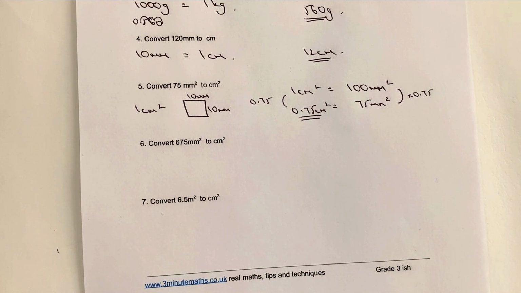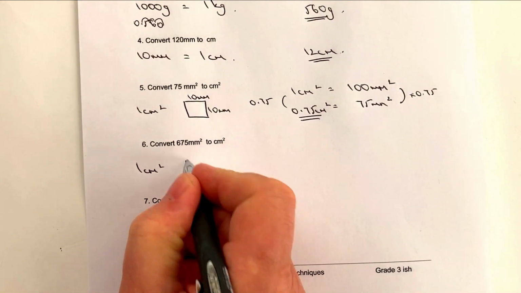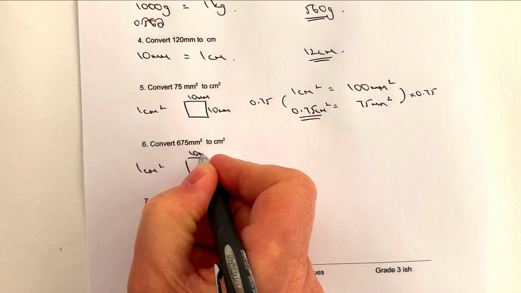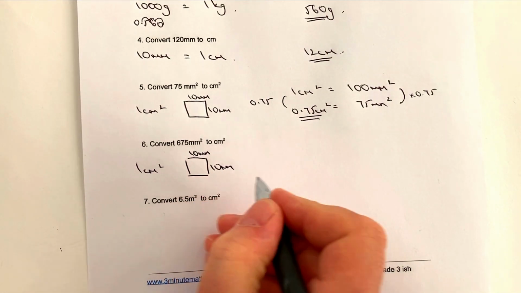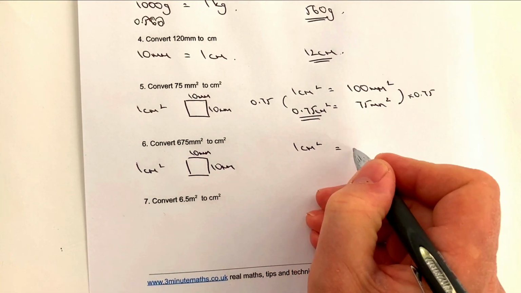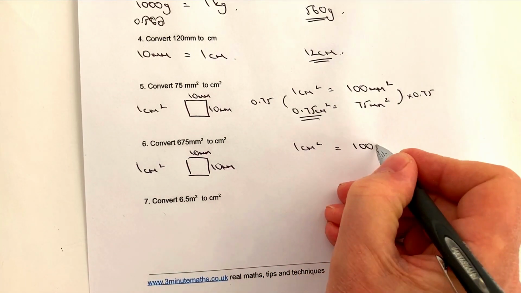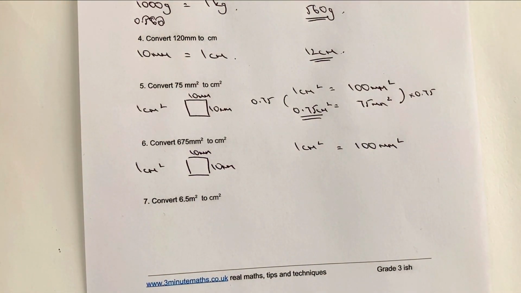So it's a similar sort of idea. Again, let's have a look at what constitutes a centimeter squared. It's going to be 10 millimeters multiplied by 10 millimeters. So as I did before, I can write on here that 1 centimeter squared equals 100 millimeters squared. Okay, exactly the same as before.